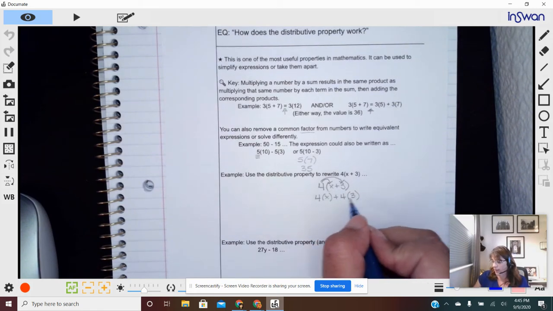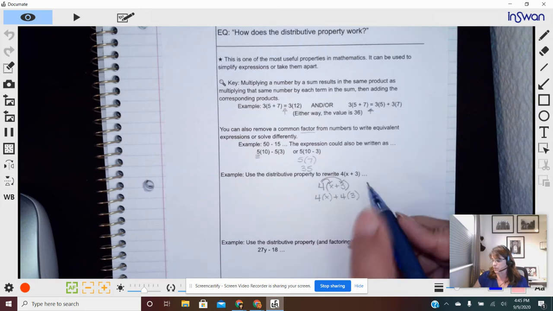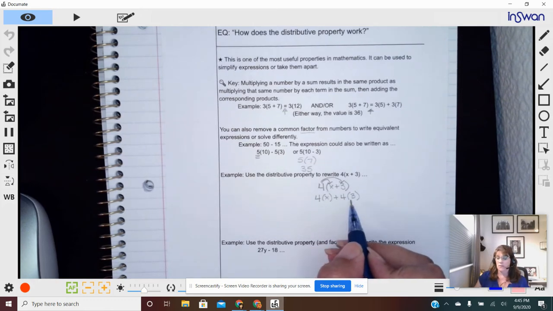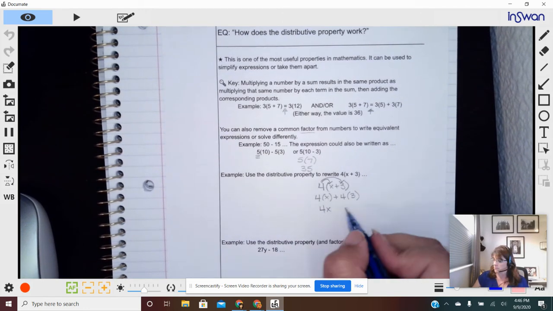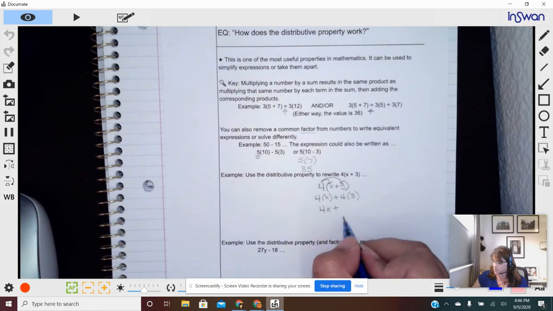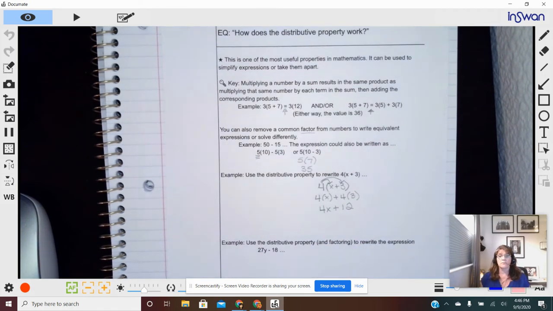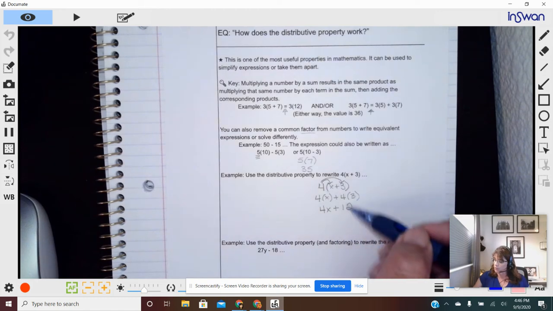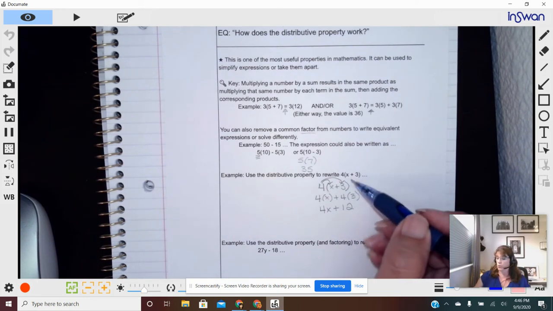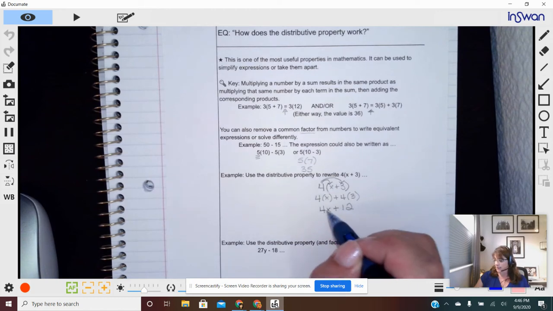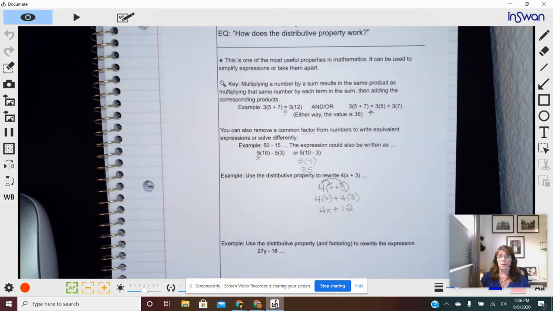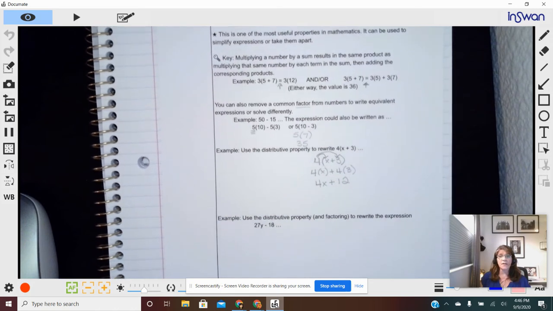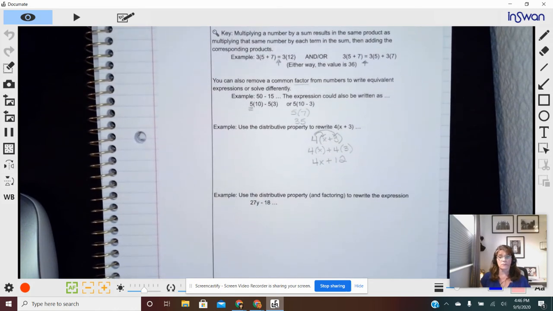Now, this is okay mathematically, but it's not finished. I don't need these parentheses. 4 times x is just 4x plus 4 times 3 is 12. So the distributive property could be used to rewrite an expression to its equal value in a different format. We can also reverse this. Okay, and this is a little bit advanced, but nothing you can't handle.